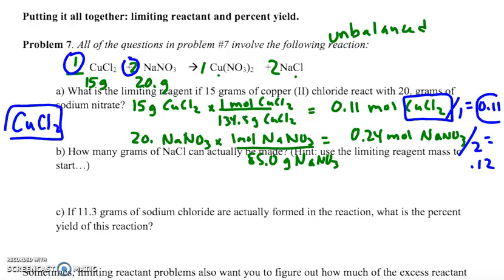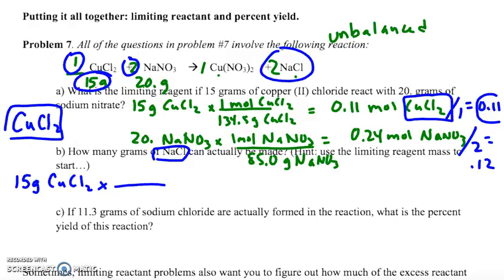So now the next question says how many grams of sodium chloride can actually be made. The hint here is to use the limiting reagent mass to start our stoichiometry problem. The limiting reagent mass was the 15 grams of copper chloride. So 15 grams of copper chloride is where we're starting, and what we're trying to find is the mass of sodium chloride that we can make if we use all 15 grams of copper chloride. So this is a 3-step stoichiometry problem.